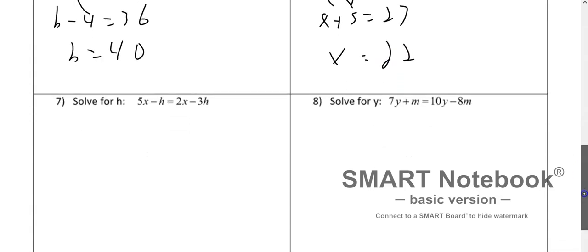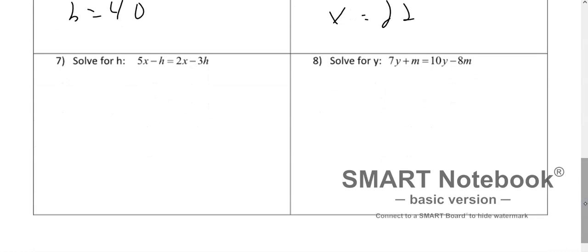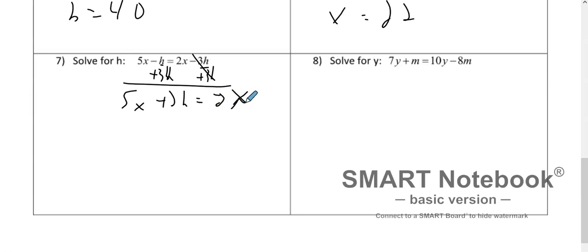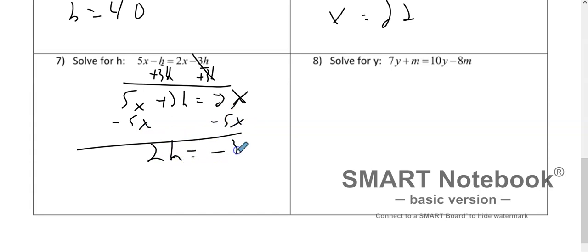7 and 8. I'm trying to solve for h. Notice though I have h's on both sides, which means I need to get h's on one side and x's on the other. So it doesn't matter which way you go. I'm going to add 3h to both sides. That's going to give me 5x. 3h minus 1h is 2h equals 2x. Now I subtract 5x. 2 h's is equal to negative 3x.